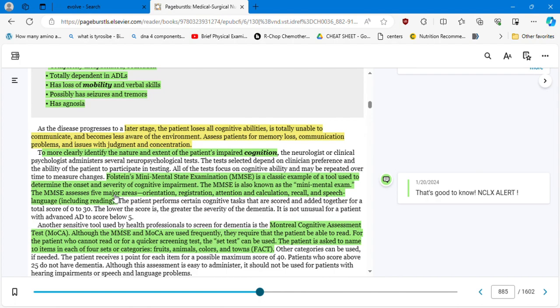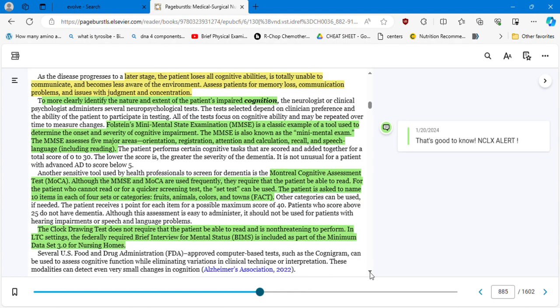We know that. To more clearly identify the nature and extent of the patient's impaired cognition, there is a couple of tools that the neurologist is going to use. One is going to be the Folstein Mini Mental State Examination, MMSE, or also called the Mini Mental Exam, and also the Montreal Cognitive Assessment, MOCA. These both are used frequently, and they require that the patient be able to read. For the patient who cannot read or for a quicker screening test, the set test can be used.